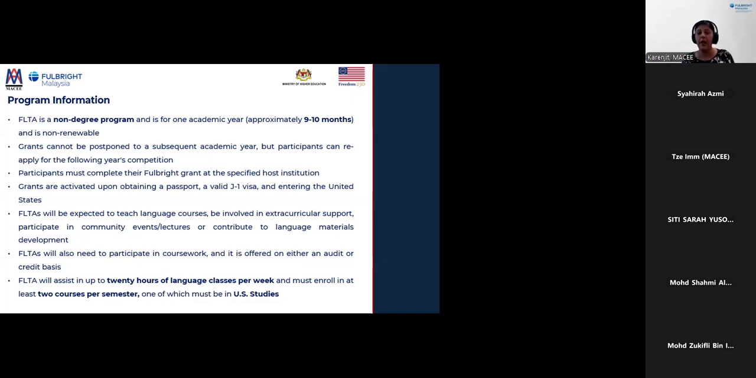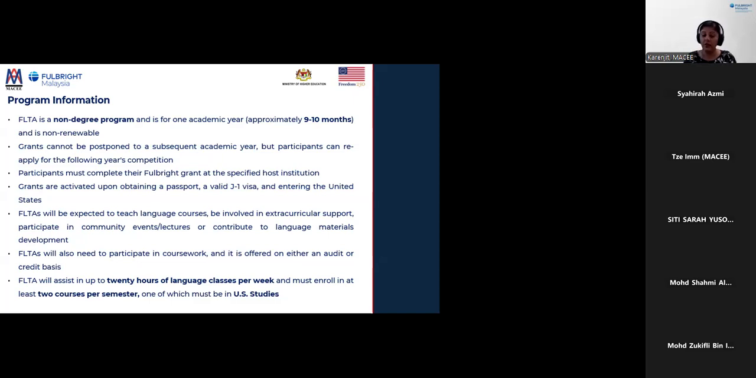All right, okay. In addition to that, a Fulbright grant will be considered activated upon you having a passport, a valid J1 visa, and of course being able to enter the US safely. All right, so grant activation is considered active based on these reasons, and of course in addition to getting clearance on your medical.